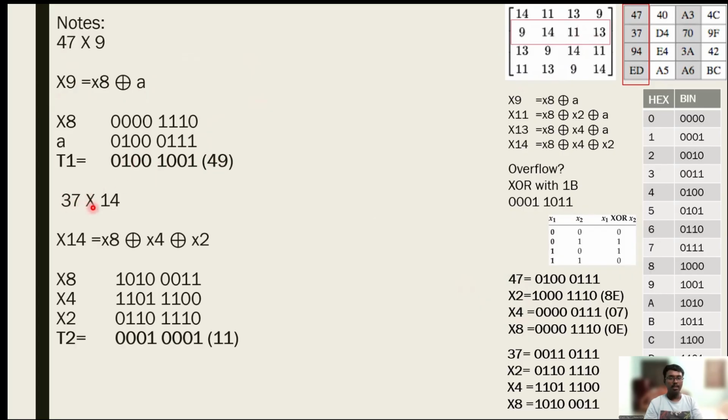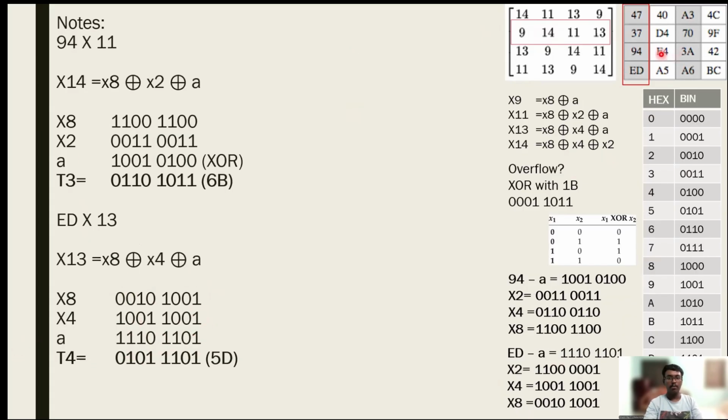Just like 37. For 37, we have 14. For 14, we have x8, x4, and x2. We got all these values here, and we just copy paste them here and XOR them. We will get this T2 answer. And for 94, we are going to multiply it by 11. So with 11, oh sorry, it's a typo here. It's just 11 only. 11 means x8, x2, and a. So there's a typo, just ignore it. This is actually 11. Let me just correct it maybe.